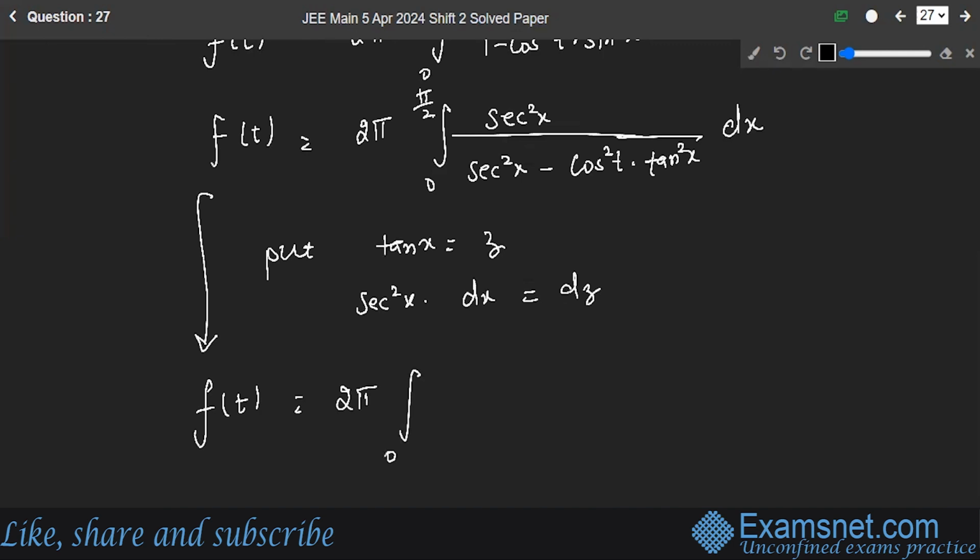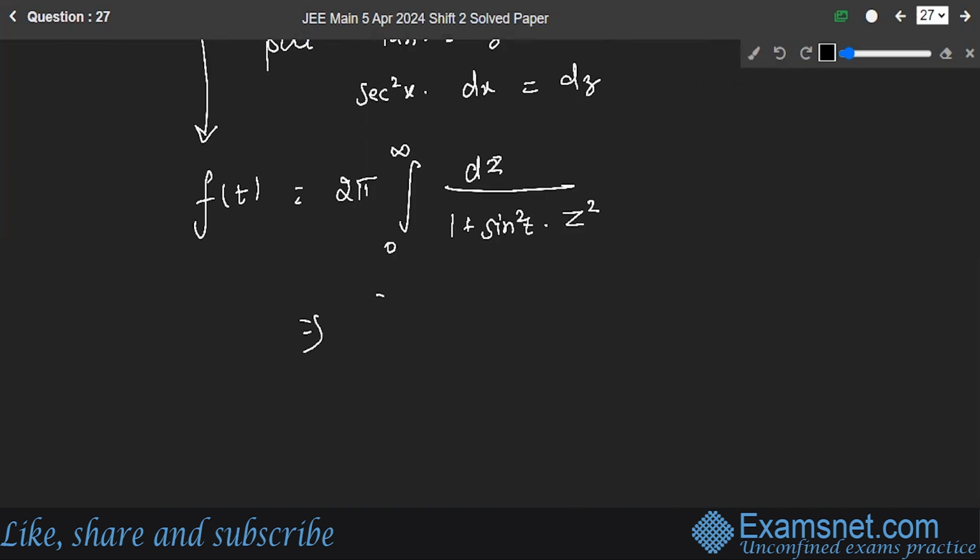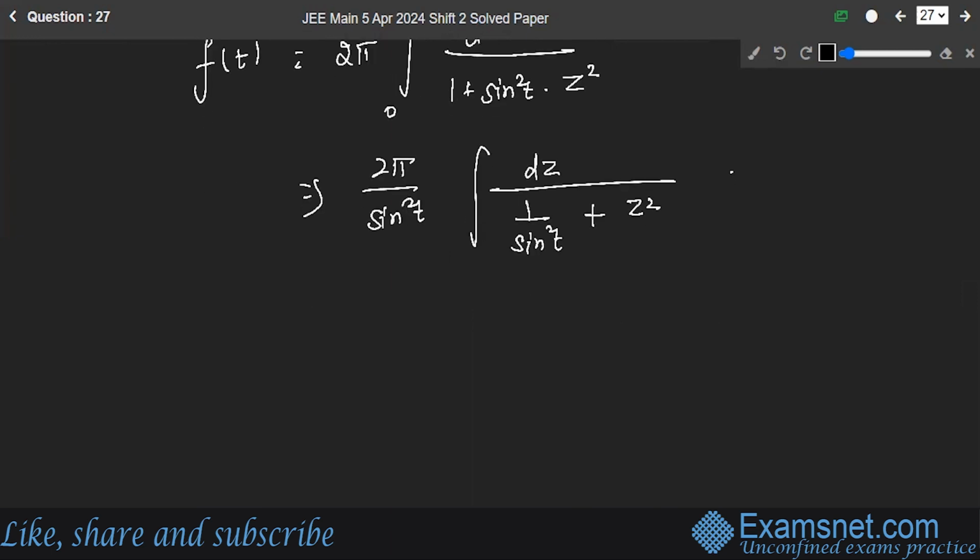Limits will also change. Now it will be 0 to infinity, because tan 0 is 0 and tan pi by 2 is infinity. So this will be dz upon 1 plus sine square t into z square. Okay. This will give me, let's take it outside, sine square t. This is dz upon 1 upon sine square t plus z square. So the limits were 0 to infinity.